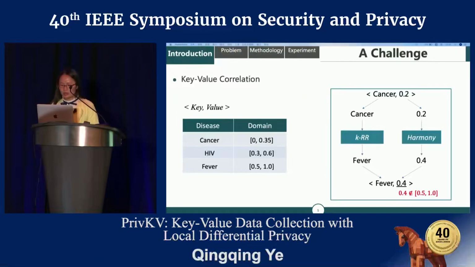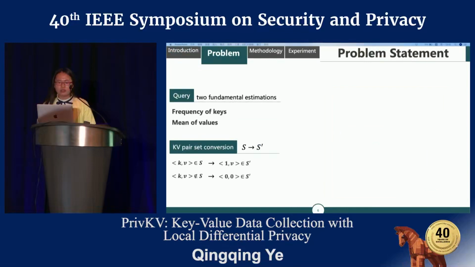Therefore, we say key-value correlation is a big challenge for key-value data perturbation. For key-value data, we focus on two fundamental estimations, that is frequency estimation over keys and mean estimation over values. As both frequency and mean are associated with a key, our first step is to convert a user's key-value pair set to its canonical form.